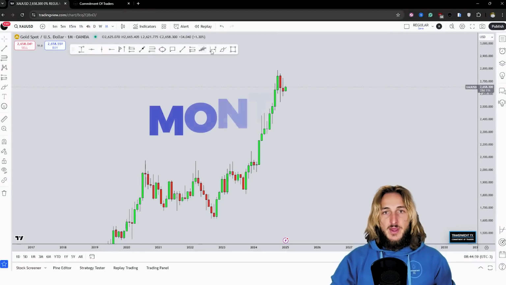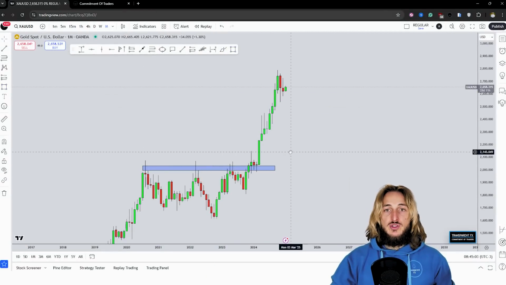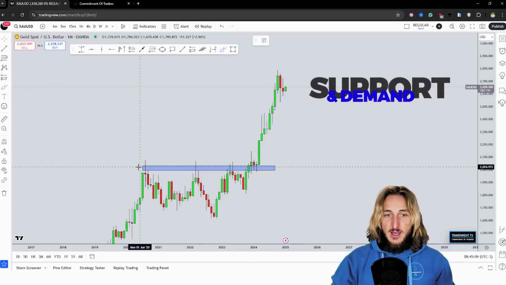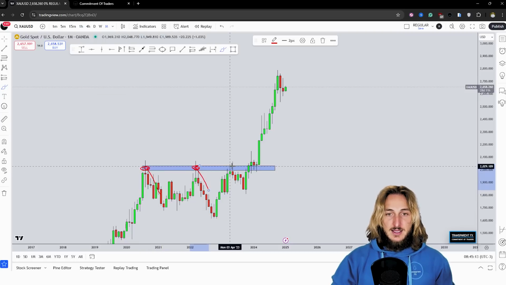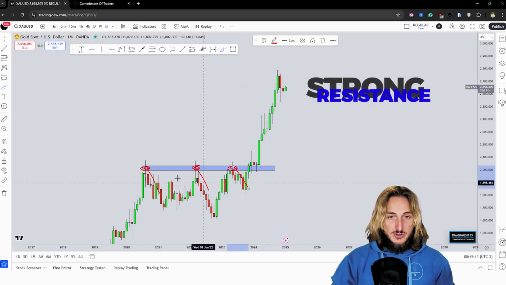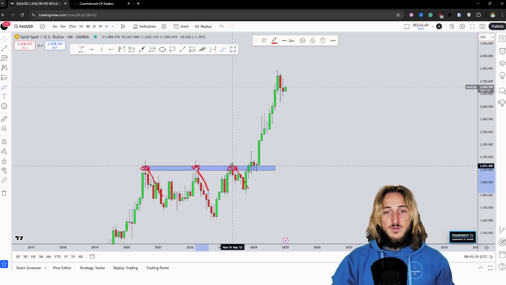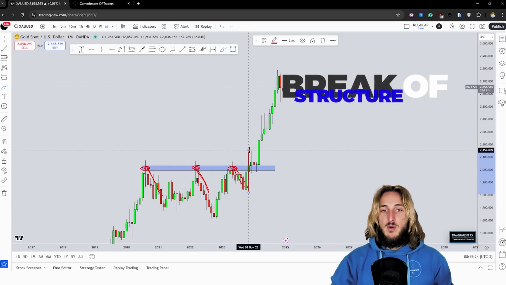Now, starting here from the monthly time frame, what we can see is that at the moment we have a market which is rejecting to the upside a quite strong historical monthly support and demand area. In fact, from here, this level has been acting as resistance on multiple occasions. We can see starting from here, we had a first rejection to the downside, then another one, then yet another one. And then with this impulse, the market broke above the level.